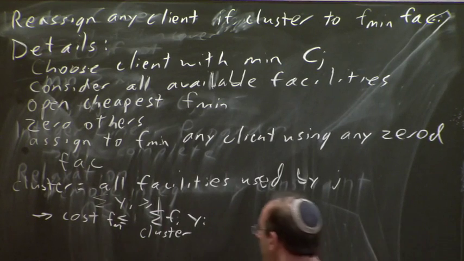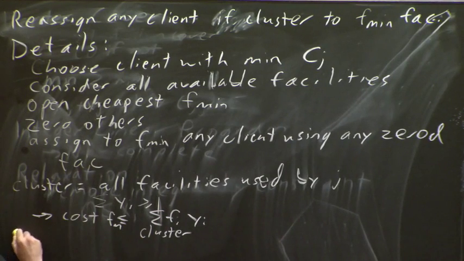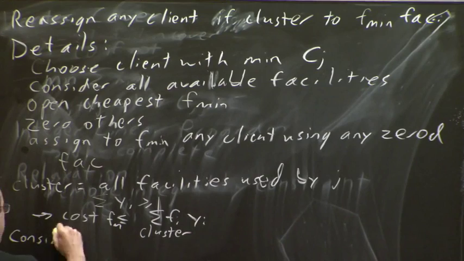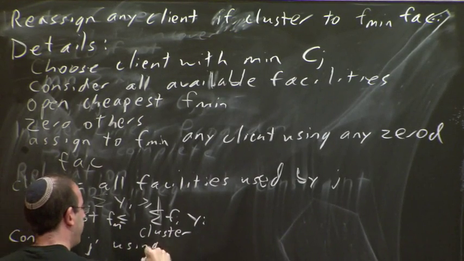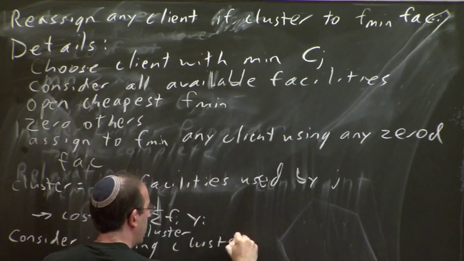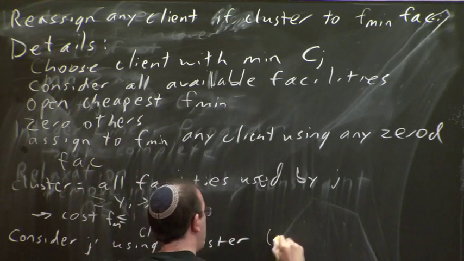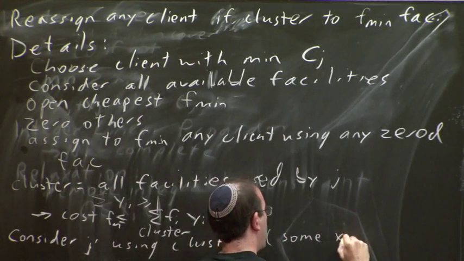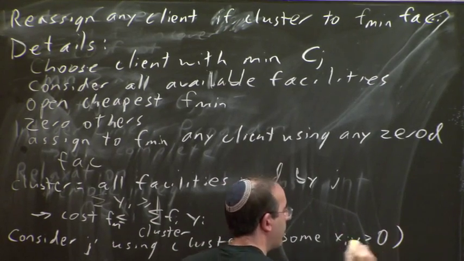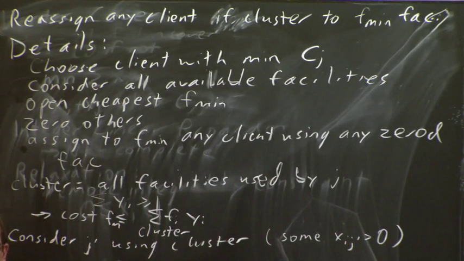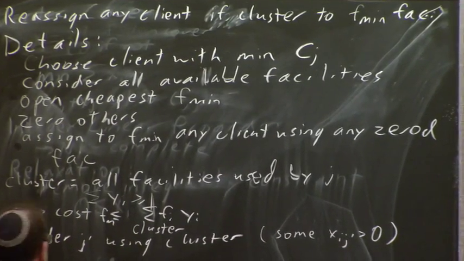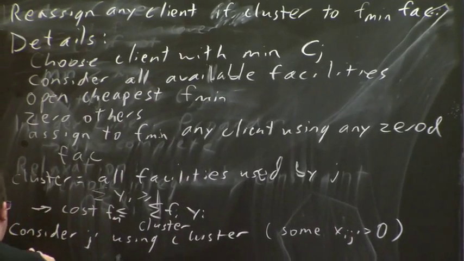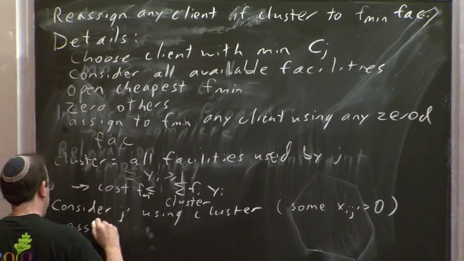But now let's ask about the assignment cost. So let's consider some j prime that's using the cluster. And what does that mean? It means that some xij prime is greater than 0. Right? So consider some other client that has been partially assigned to a node in this cluster. What is its assignment cost?